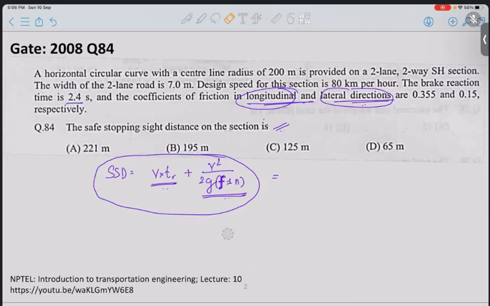Okay, so let's get to the question. Velocity is 22.22 meters per second into our reaction time 2.4, plus 22.22 square by 2 into 9.81 into the longitudinal friction coefficient. So what is the value here? Who can calculate and tell me the value of stopping sight distance that you get, and what is the correct answer according to you?